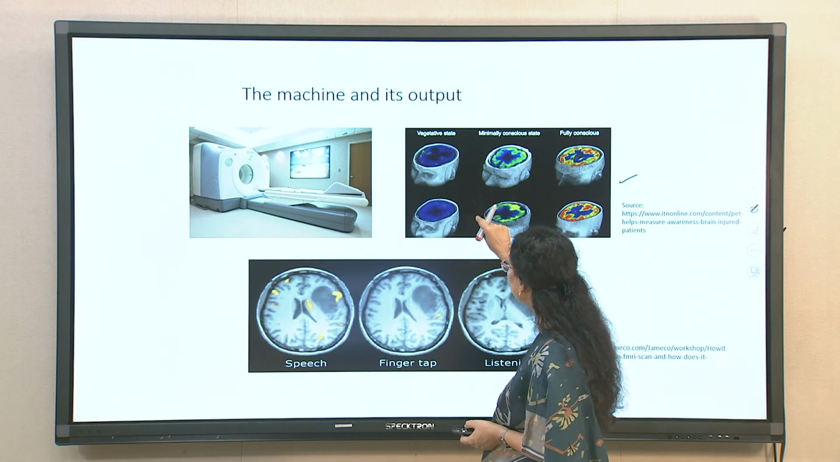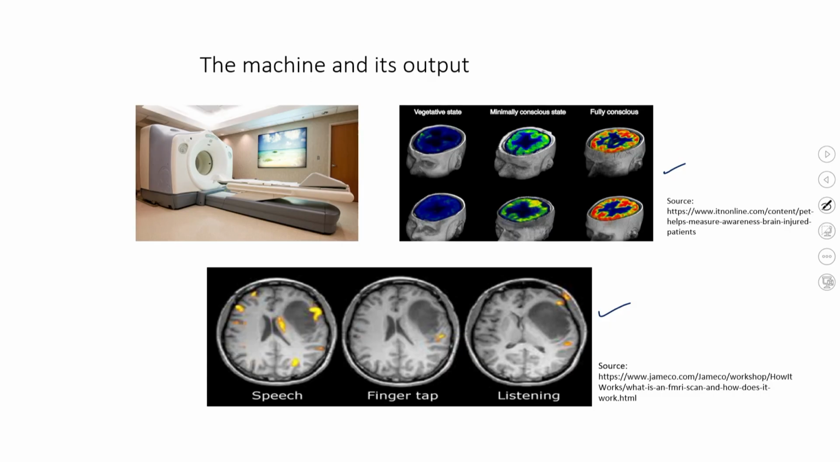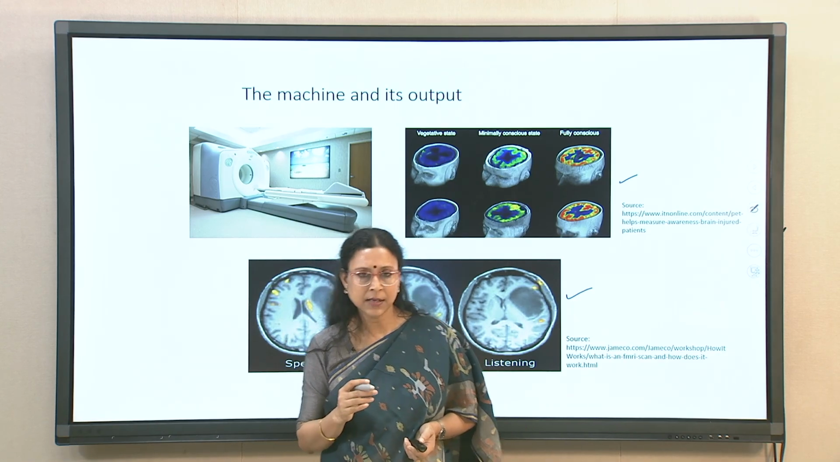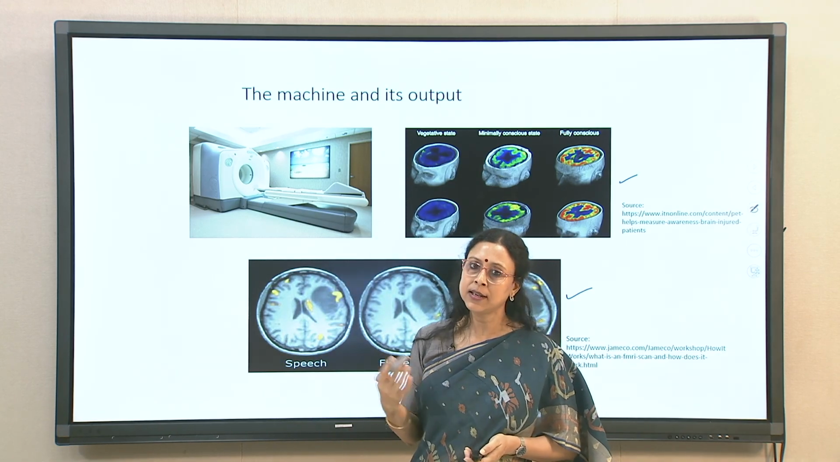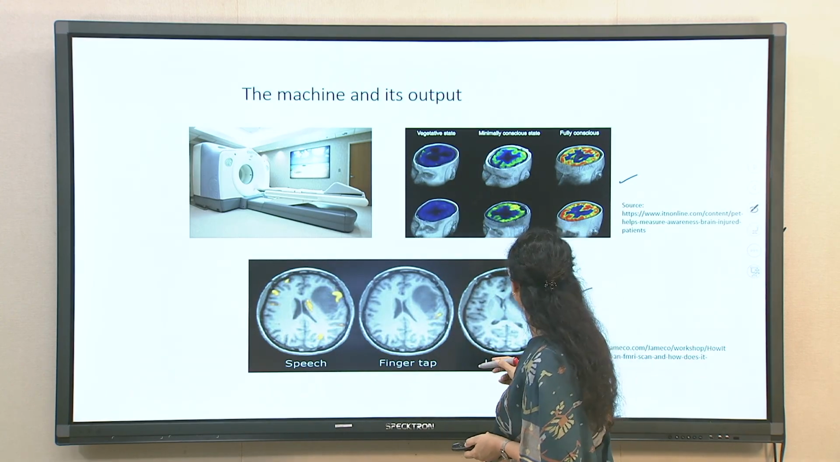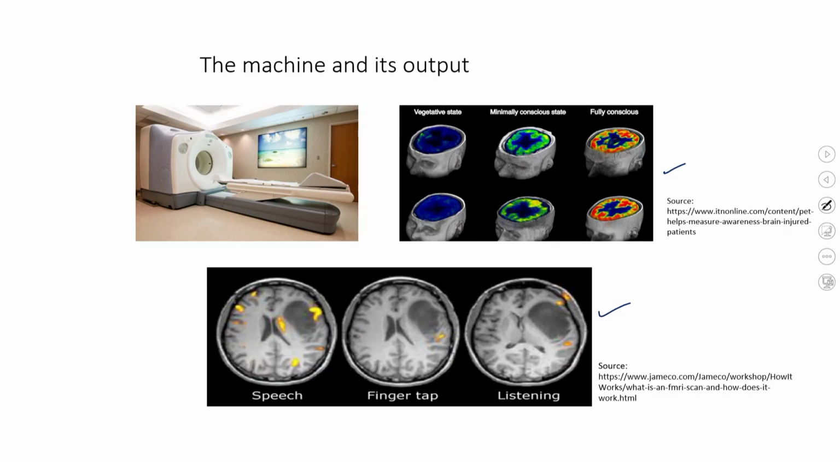As you can see, depending on that kind of method, this is how the final picture emerges. Of course, this is not how the brain looks to the naked eye, this is how the machine picks it up, and a lot of processing goes into it. But ultimately this is what we call the data. Similarly, in the case of fMRI, you can see certain areas have been marked here. In the case of speech, these are the areas that are active.